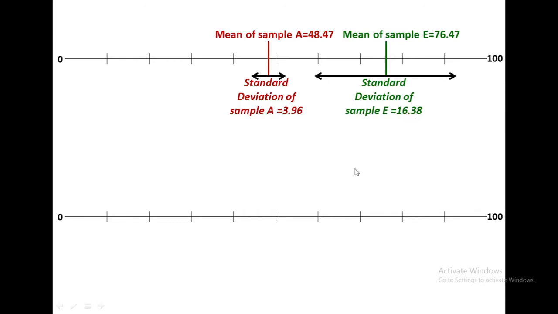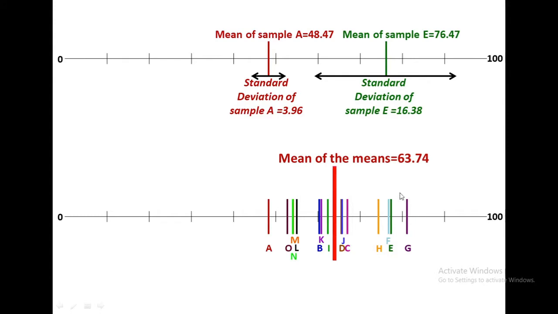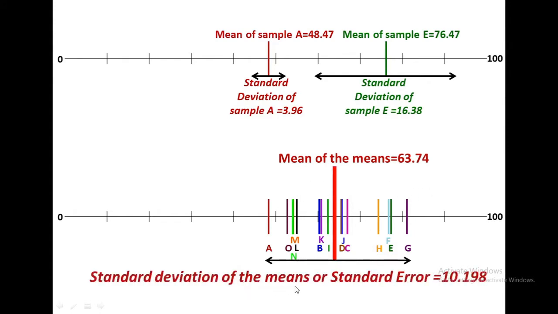Now imagine we are plotting only the means on the number line. This is the position of mean A, and we can do the same plotting for all the means. The mean of means for all these means will be 63.74. The spread of these means is known as the standard deviation of the mean, or standard error, which is 10.198 for this example. I hope now the concept of standard error and standard deviation is clear.